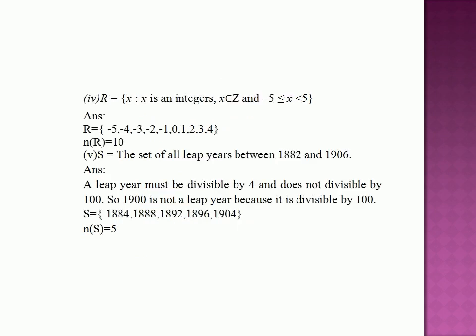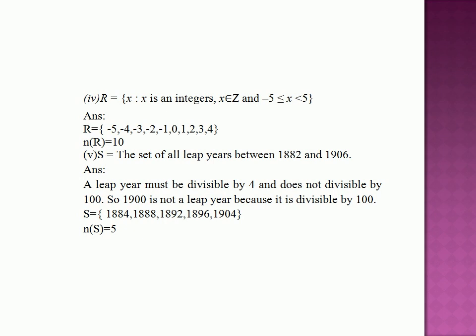Fourth subdivision in the first sum. R equal to x such that x is an integer, x belongs to Z and minus 5 less than or equal to x less than 5. Here Z is an integer. X belongs to the set of all integers. Integers means both negative values and positive values combined with 0. Here they give one more condition, minus 5 less than or equal to x less than 5. So the x value varies from minus 5 to plus 5.